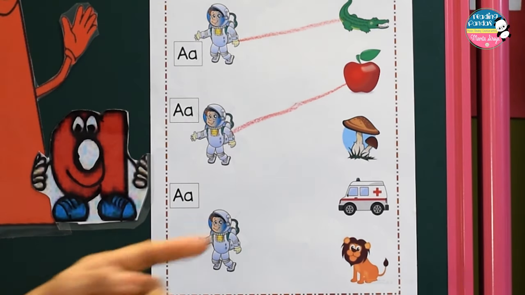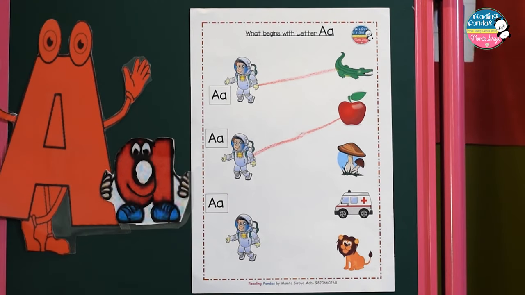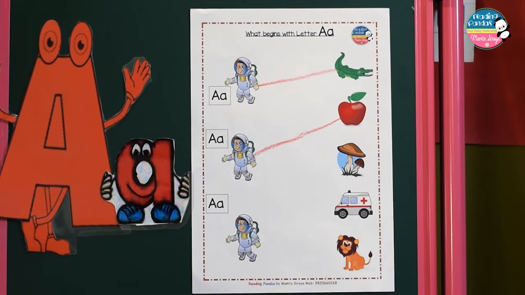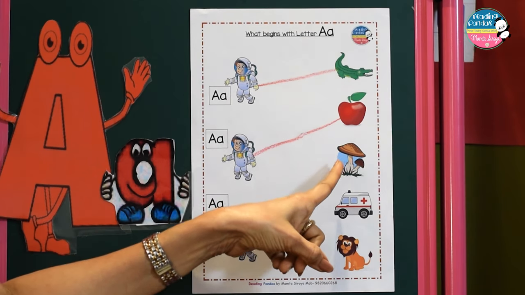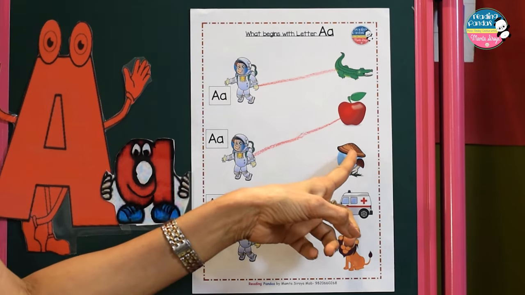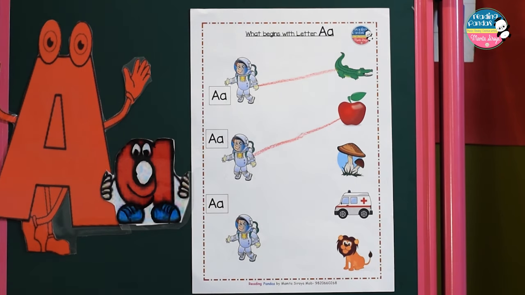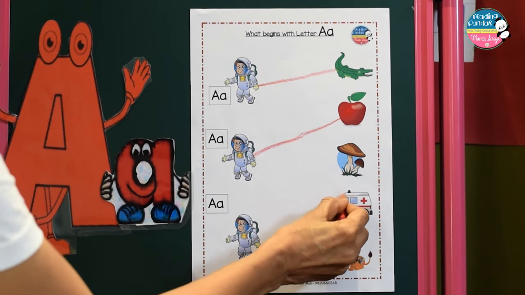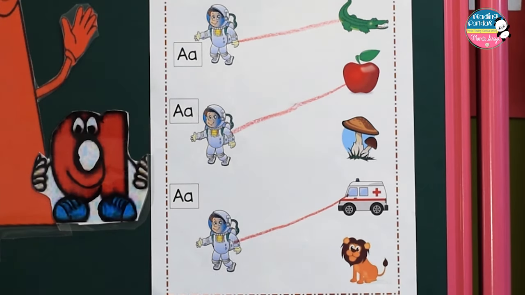Then we have one more astronaut, and this astronaut also wants an A friend. But now let's see who's there next. We have mushroom. Does mushroom begin with the sound A? No. It begins with the sound M. So this mushroom will not be astronaut's friend. Then let's see, who do we have next? We have an ambulance. An ambulance also begins with the sound A. So, ambulance and astronaut can be friends.